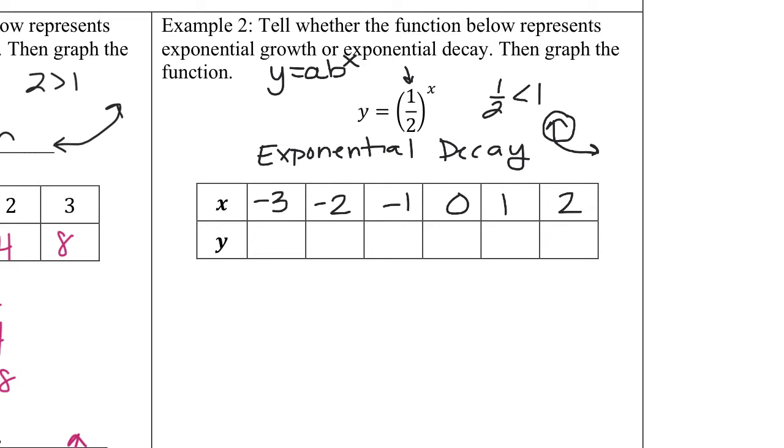Now that I've chosen my x values, we're going to find the y values by substituting. So y equals 1 half to the negative 3, which is going to give us 8.